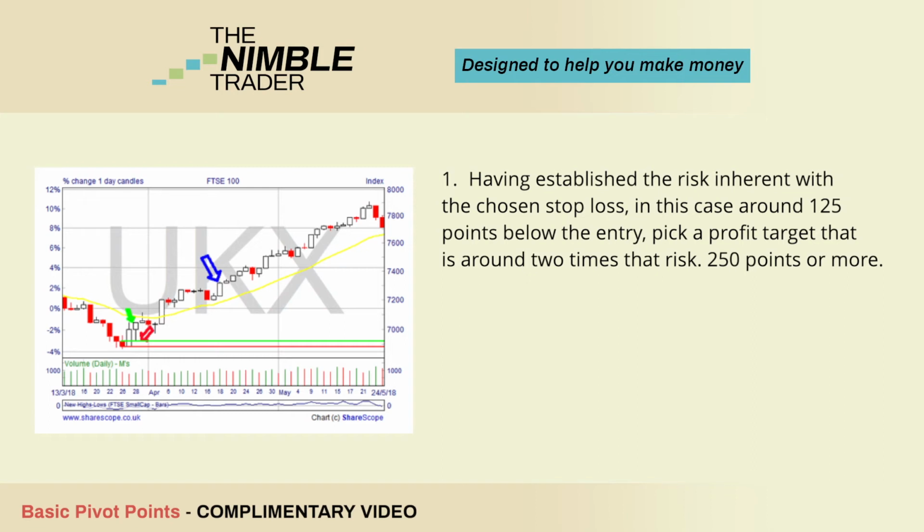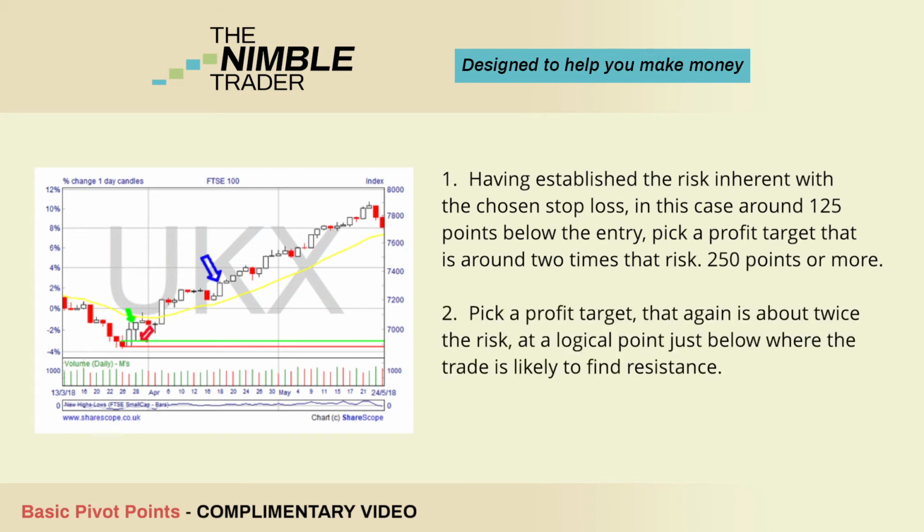So you need to pick a profit target that's around twice that. So looking for a profit of about 250 points, and before entering the trade, looking to see, now, is that logical? Is it likely to happen? And if so, well, the blue arrow in this occasion marks where a logical profit take would be. It's twice the risk. Yeah, nice sensible way of doing it.